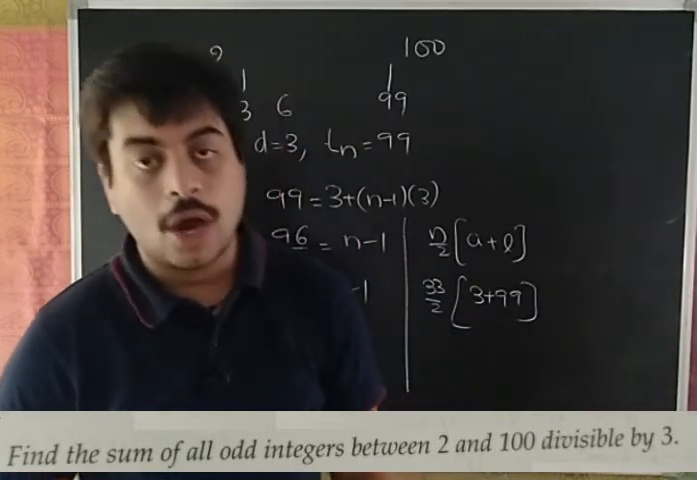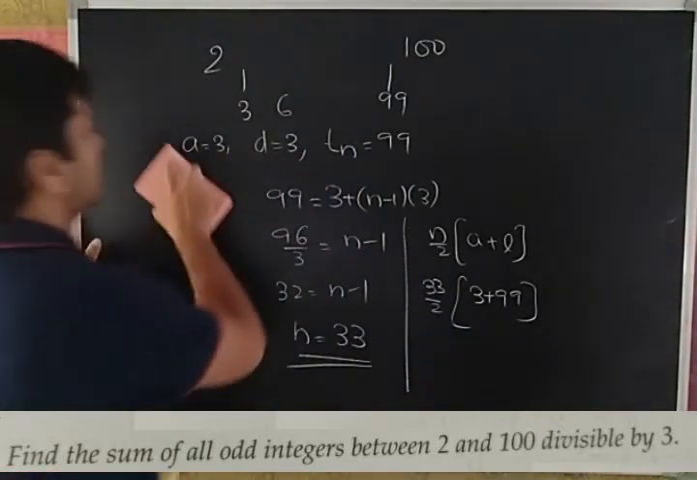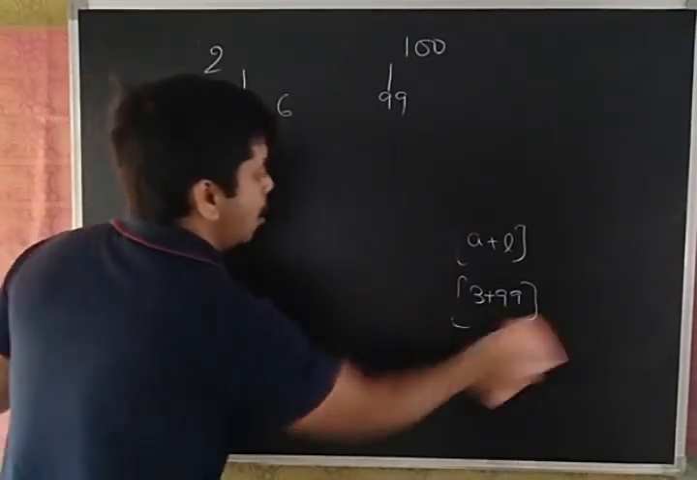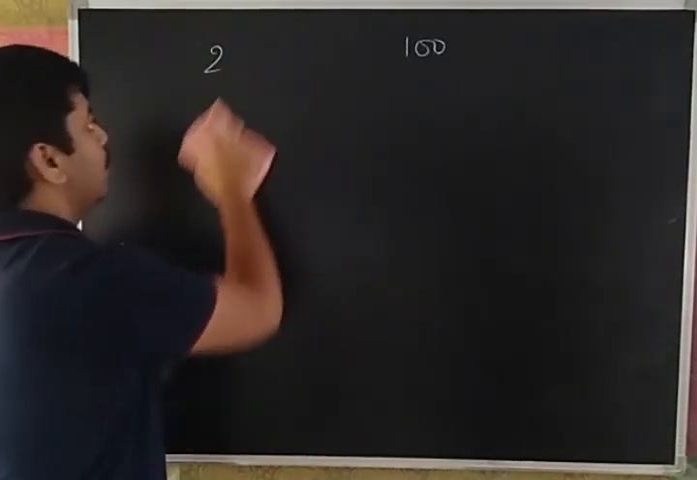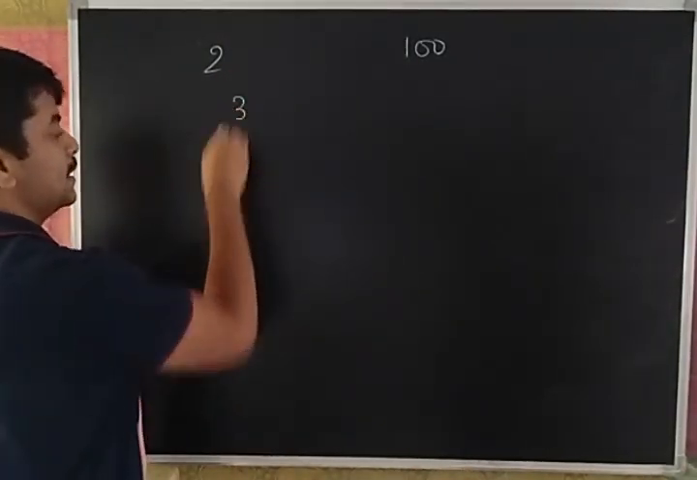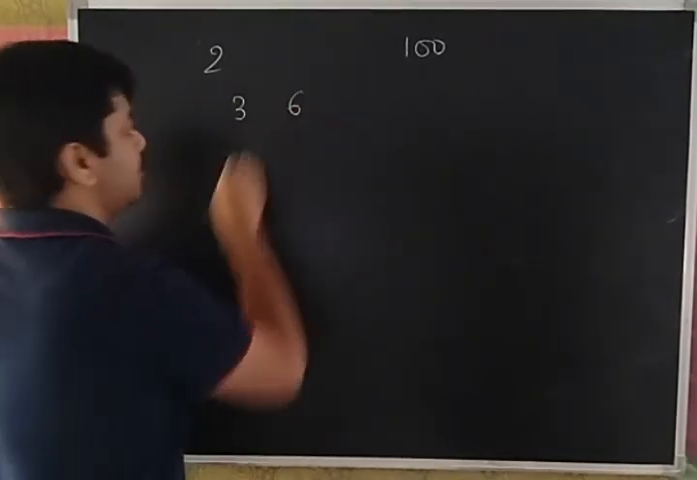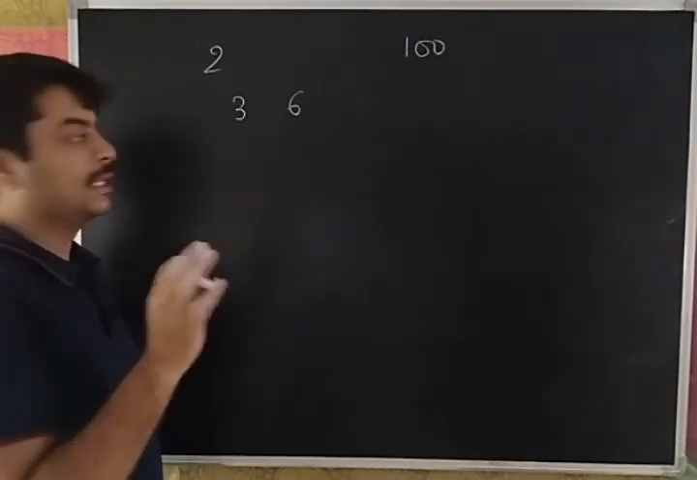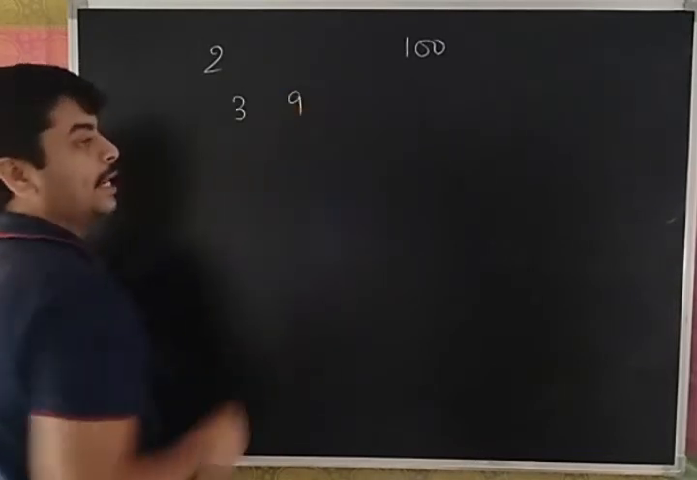Sum of all odd integers. What is the meaning of odd integers divisible by 3? Is 3 an odd number? Yes, 3 is an odd number. Next, what is the multiple of 3 after that? 6. Is that an even number or odd number? It is an even number, so we shouldn't take that. Then after that 9, yes, you can take 9.